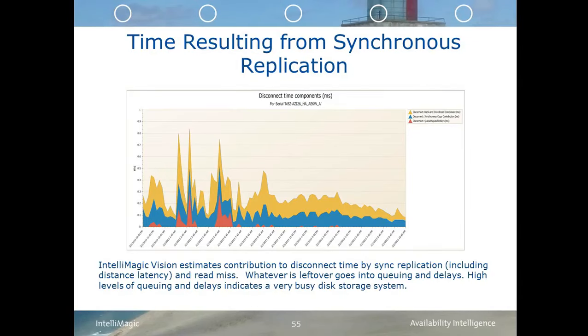Earlier, we discussed how disconnect time could be dissected into components. This chart shows the disconnect time breakdown for a disk storage system that is doing synchronous replication. The yellow portion of the graph shows the contribution due to the synchronous mirroring. In this case, we notice some queuing and delays from time to time. These indicate that this storage system may be getting overloaded during these intervals.